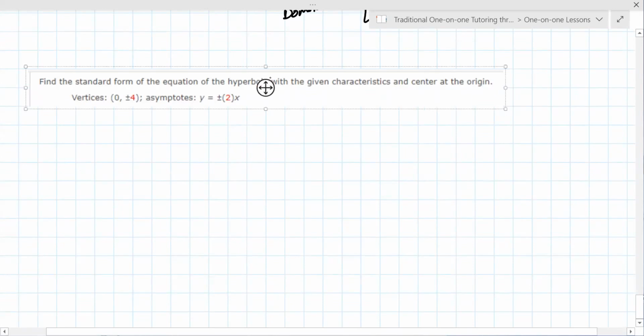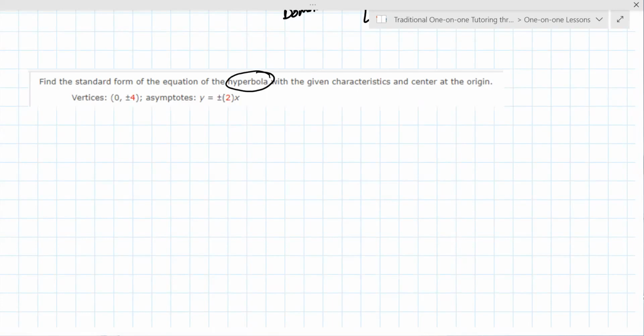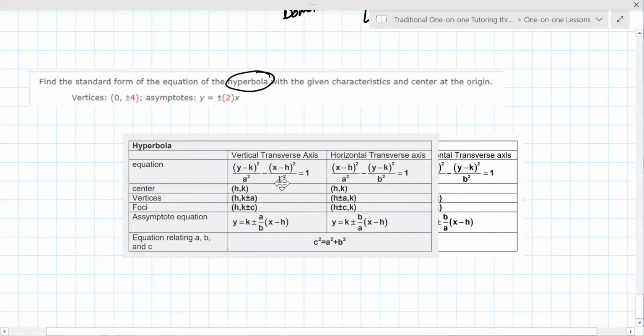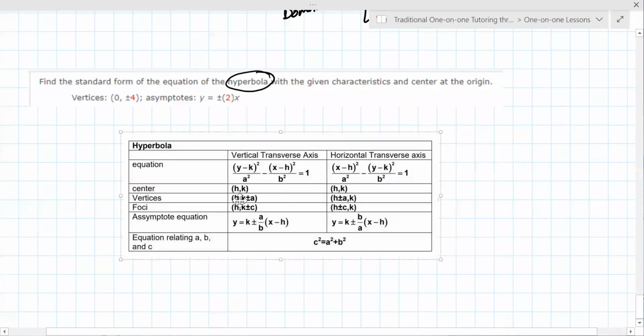So this is a hyperbola, and you have to know all the equations. You can't do this if you don't know all the equations for a hyperbola. So I'm going to snip them in, and I think you're supposed to know these for your exam. It's really tough, because you're supposed to know all these. Now, if you're really paying attention, you can see the pattern: the center is always the same and the vertices are flipped. Same with the foci and same with the asymptote equation.